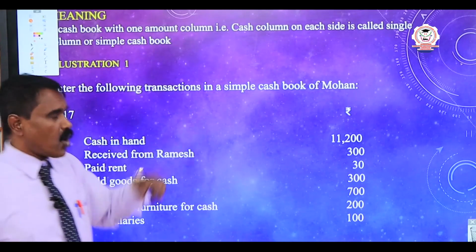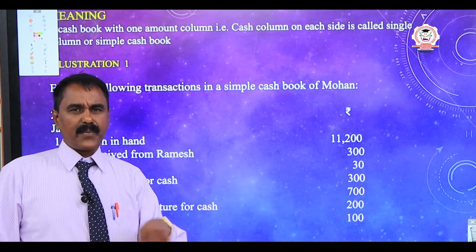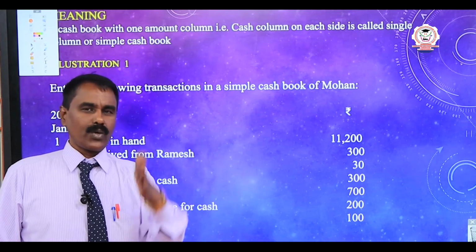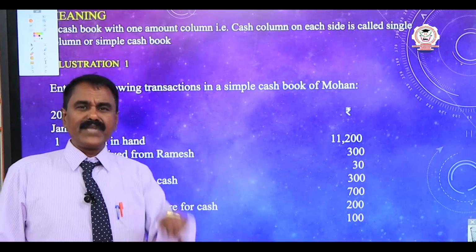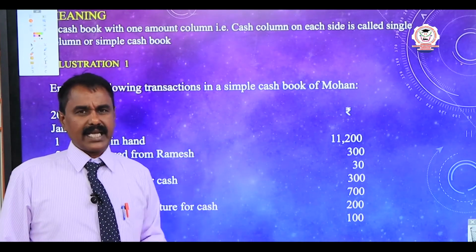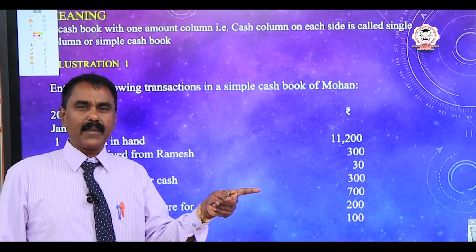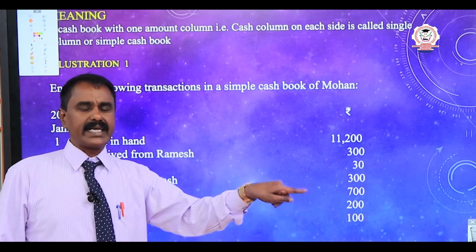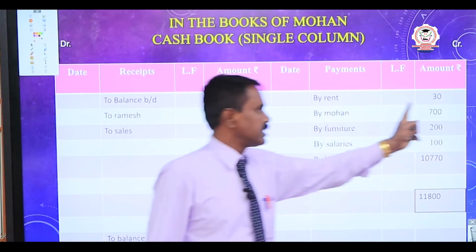Next one is January 7th, paid rent. Mohan paid rent. Rent is an expense. We are paying the rent in the form of cash. Cash is going out, so credit what goes out. Cash will be credited, but the name of the expense, rent, will be debited. So the journal entry is Rent account Dr. to Cash. Cash is credited, so in the cash book it will come to the credit side by writing By rent 30.